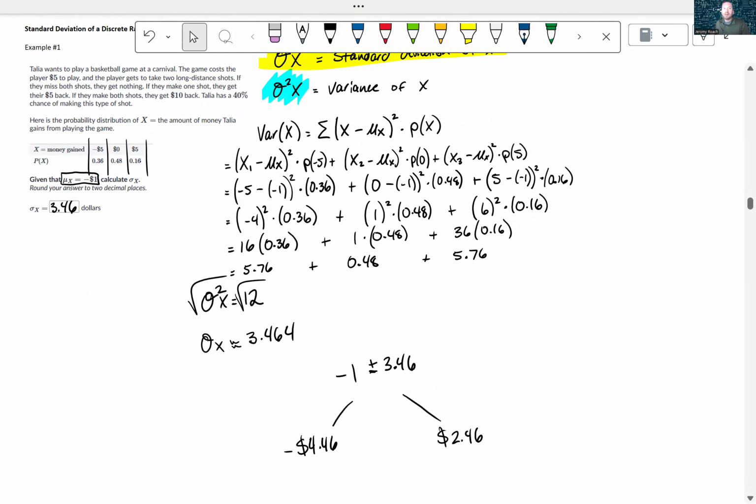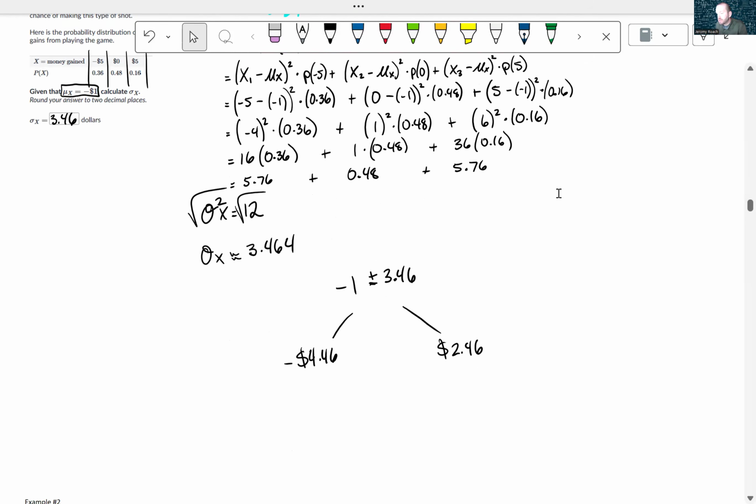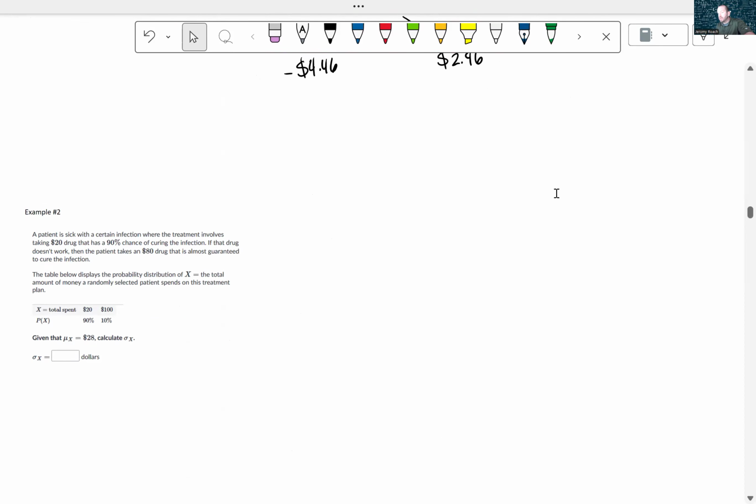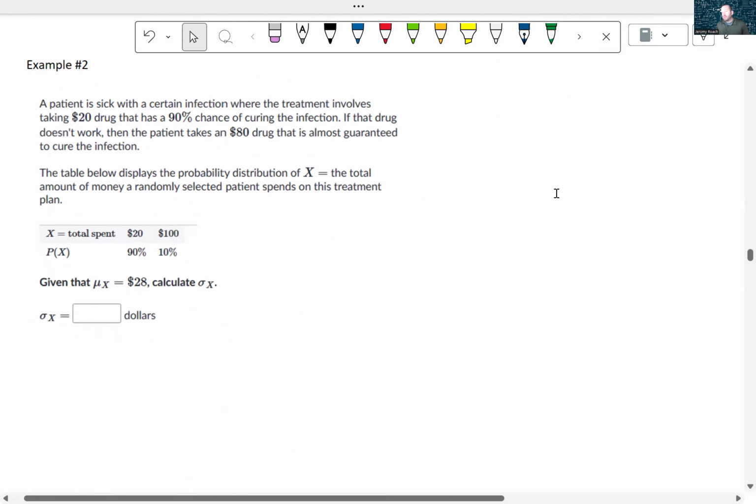Okay. All right. Let's look at one more of these, and we're going to do the same basic calculations for variance and standard deviation. This person is sick with an infection, and the treatment involves taking a $20 drug, and it has a 90% chance of curing the infection.